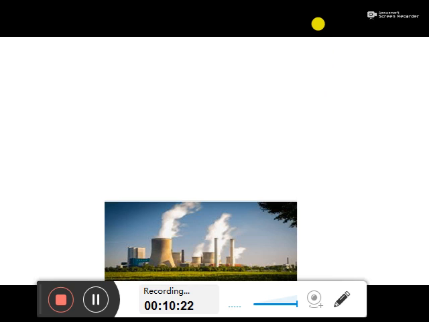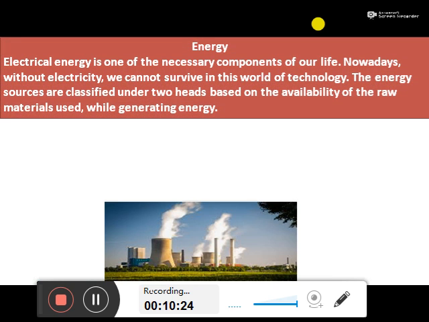Okay, my dear students, next we are going to discuss energy. Of course, this is also one of the very important parts of the economic infrastructure. Electricity is one of the necessary components of our life. If there is an absence of electricity, what will happen? Everywhere dark. No civilization will be attained.